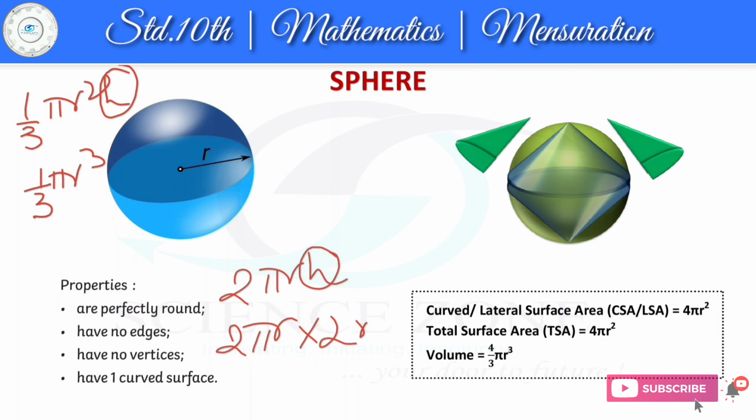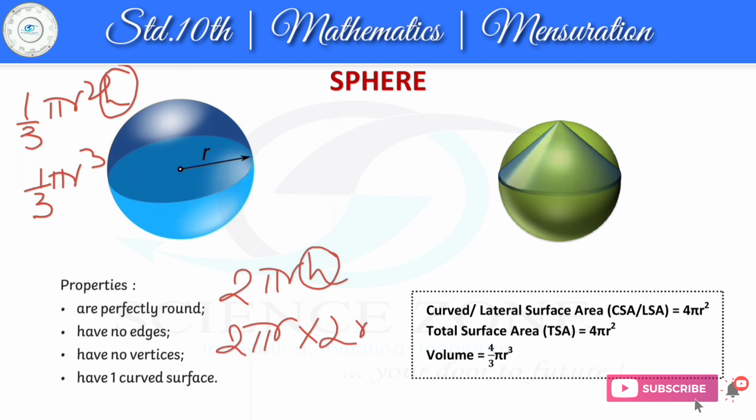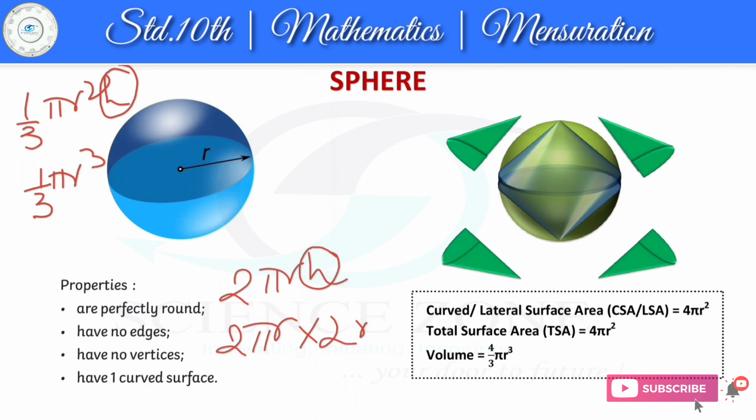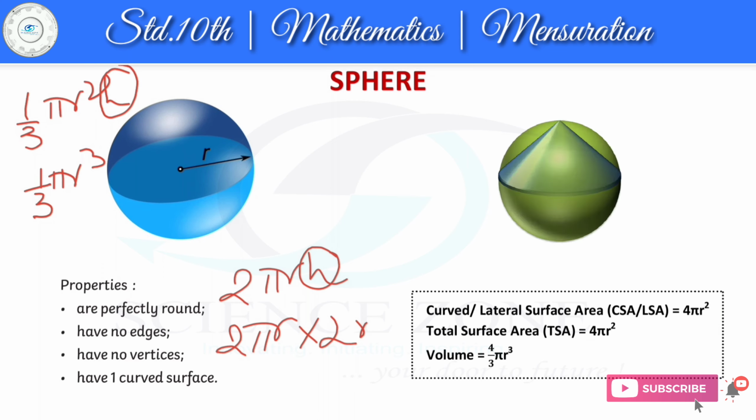Here the trick to remember the formula of a sphere is the volume of a sphere is 4 times the volume of a cone with radius r and height r. And the curved surface area of a sphere is equal to the CSA of a cylinder whose height is equal to 2 times its radius.